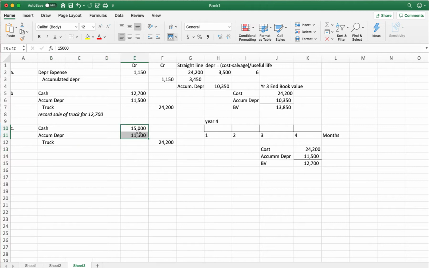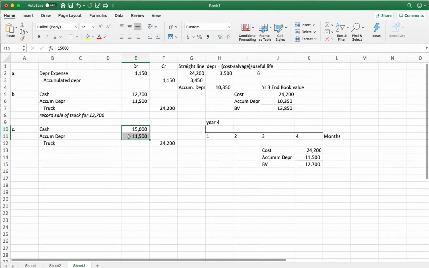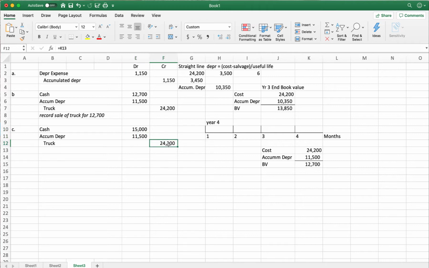If we add up our debits, we see that they equal $26,500. We have the truck, which is a credit of $24,200. There's a difference of $2,300. Guess what? That's the gain that we have. Gain on sale. And we said that's what, $2,300? There we go. Now, do debits and credits match? Sure do. $26.5 of debits for this transaction, $26.5 of credits in this transaction. Okay?